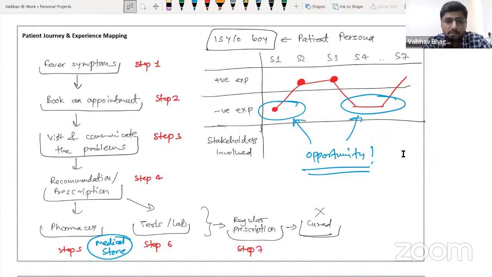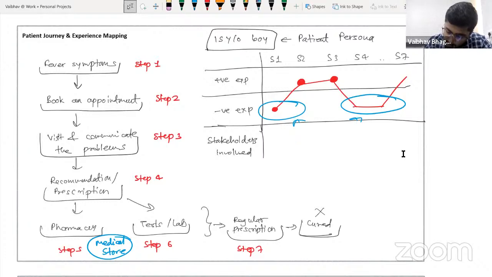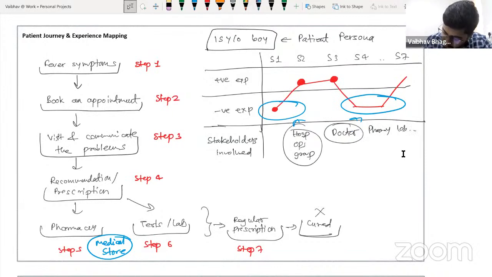So to identify the problems, you need to first identify the steps and the stakeholders involved in it. Now, if I just write down the stakeholders involved in each of these steps, let's say S2, booking an appointment, it was the hospital operational group. Then step number 3, it is the doctor, and 4 is also the doctor. And then here goes the pharmacy and lab and so on.